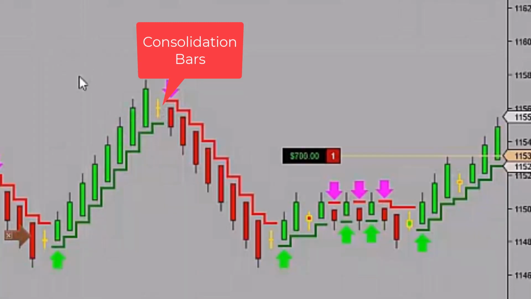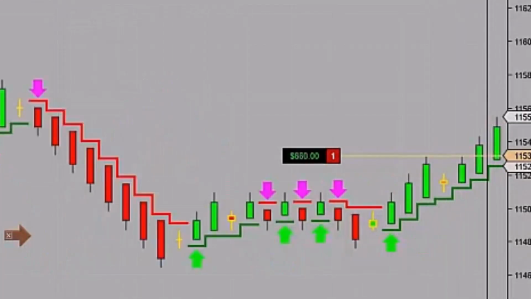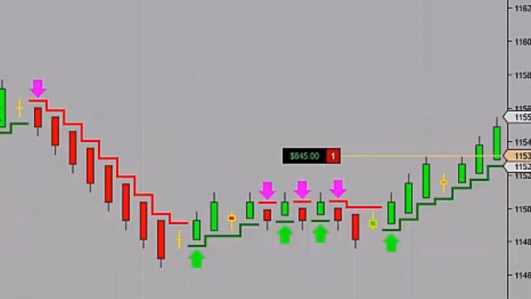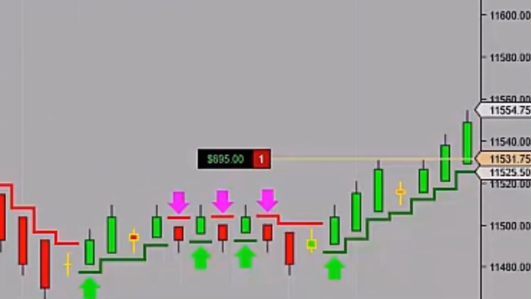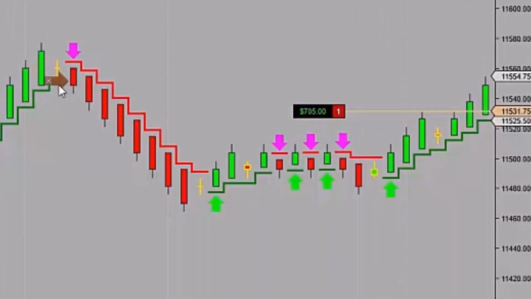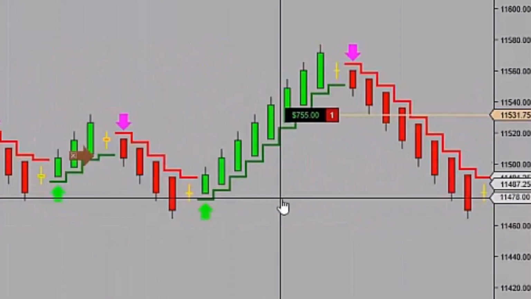In fact, let me see if I can zero in on this chart a little bit more so that you can see things a little bit better. All right, so right here you can see this gold frame bar. That's a consolidation bar. Look what happened when we broke below that consolidation bar. I'm going to show you what happened here today.